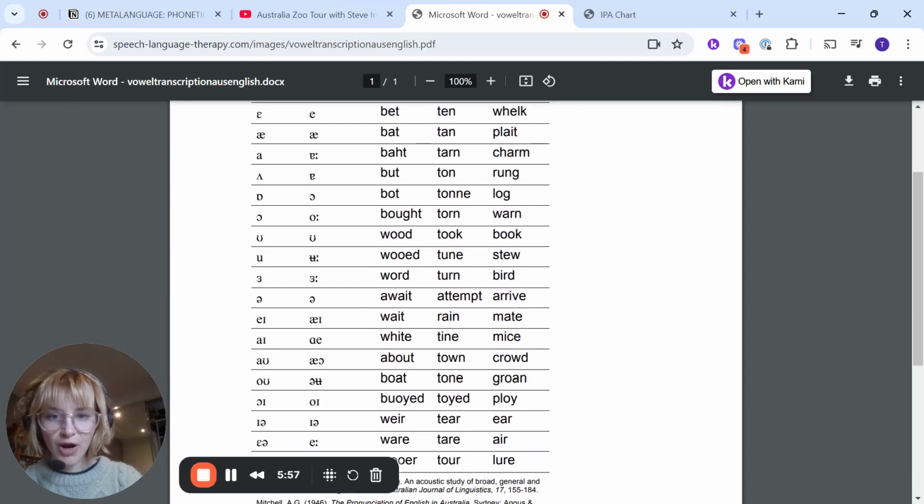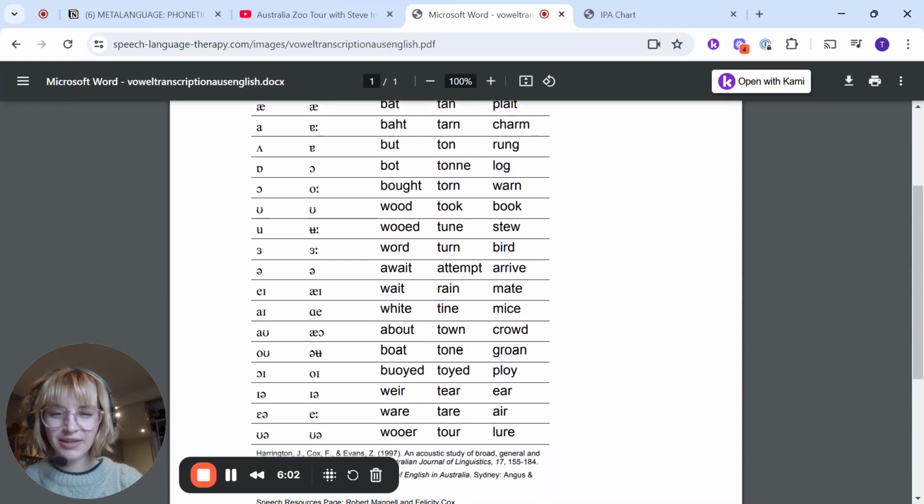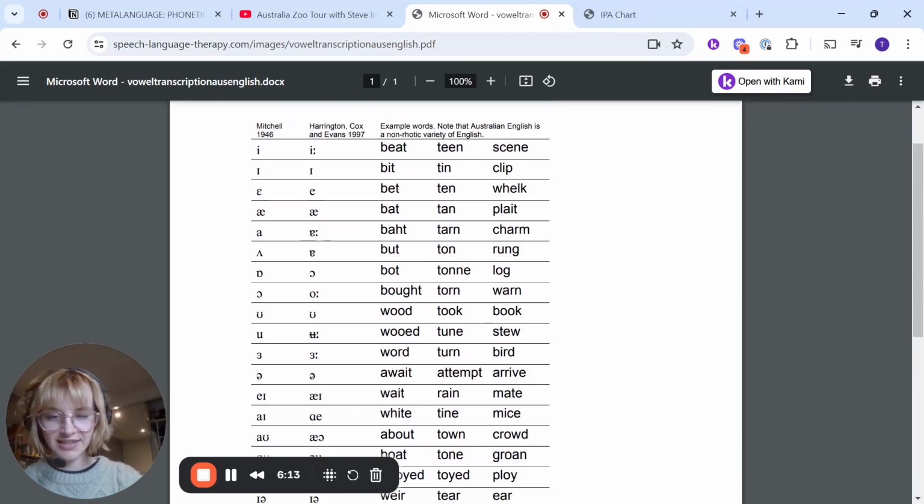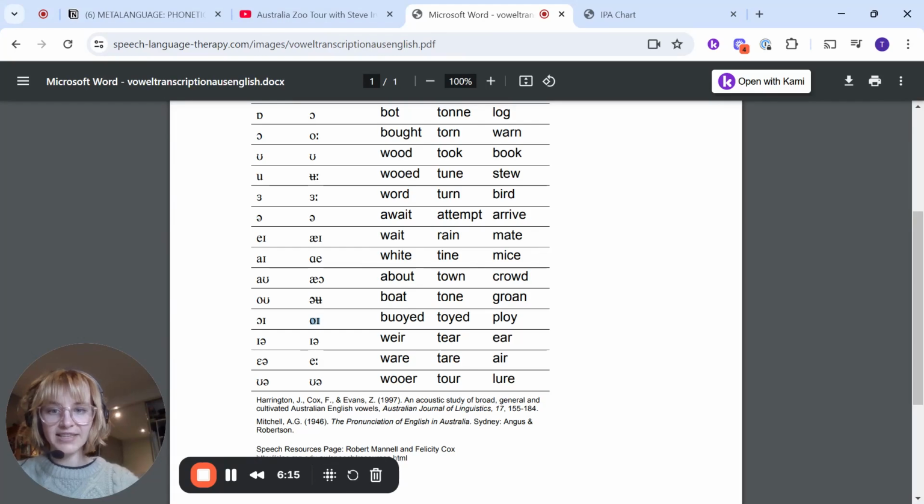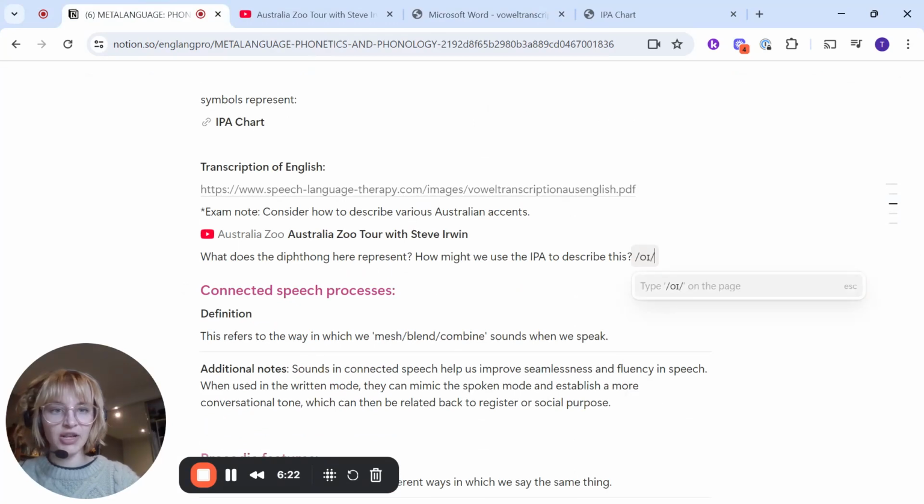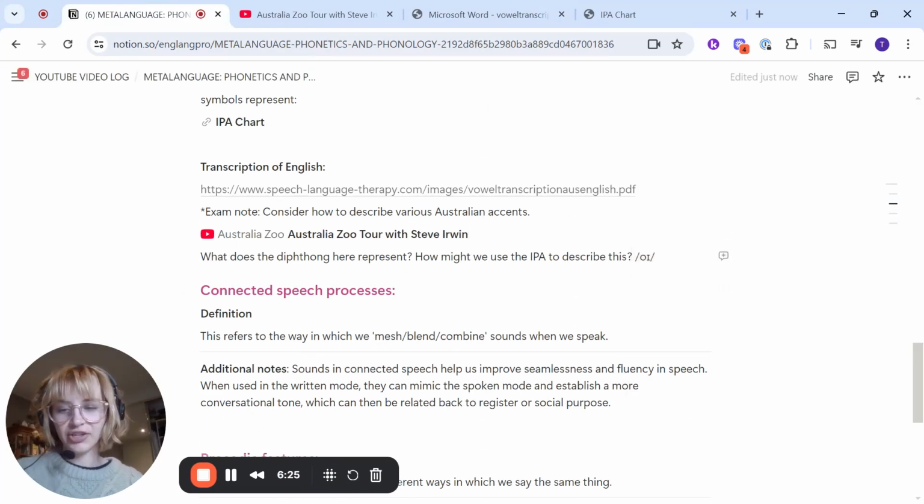So I would go await, that's not quite, wait, no, white, no, about, boat, Boyd, toyed, and ploy. I would say right was alongside this one, and using the Harrington, Cox, and Evans 1997 way of writing it, we're going to copy this and describe it like this, using two dashes, forward slashes. And that's how you describe it in your essay, and that would really make you stand out as a really, really high scoring student who knows their stuff.